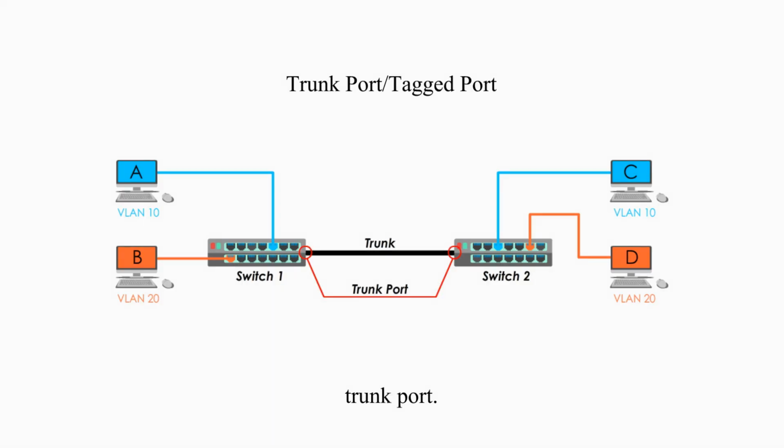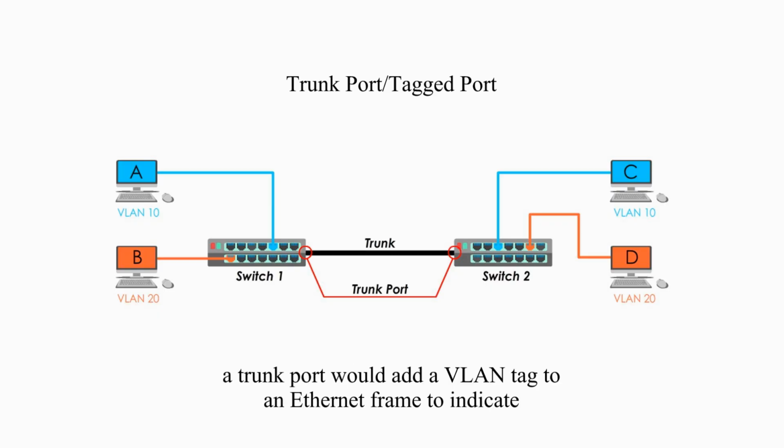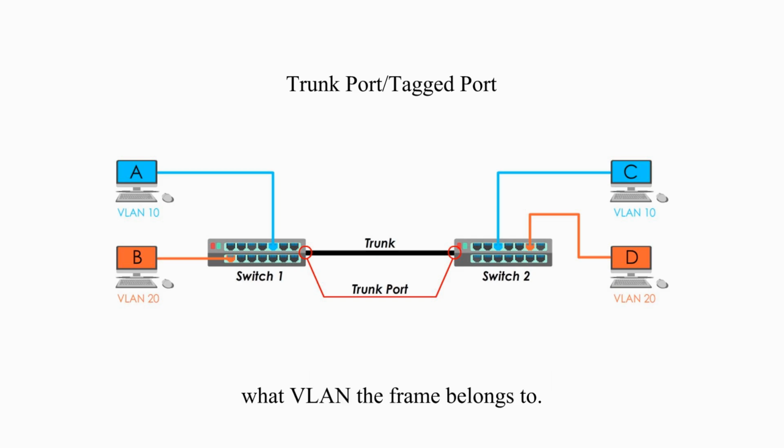Trunk port. Trunk port is a Cisco term. In the non-Cisco world, it is called tagged port. Regardless of the name, it means the same thing. A trunk port would add a VLAN tag to an Ethernet frame to indicate what VLAN the frame belongs to.